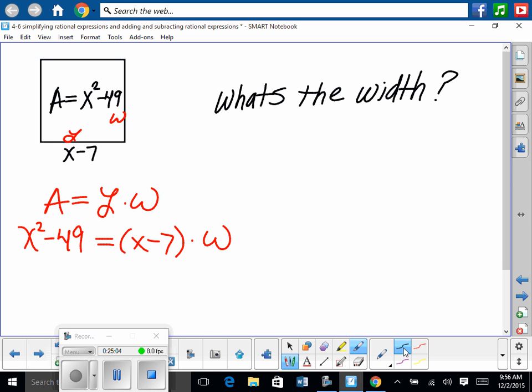Does everybody get what I'm doing here? So divide both sides by x minus 7. Then width is all by itself. We solve for width. It's that. But does that simplify? Let's see.